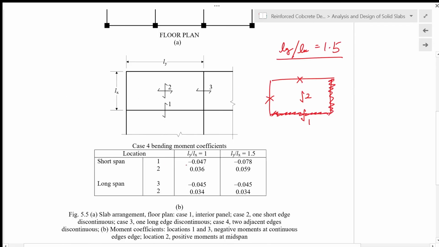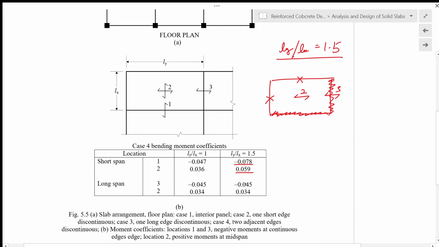So therefore, for the short span, we have negative 0.045, 0.078 at location 1 here, and we have 0.059 for location 2 here for the positive bending moment near the midspan of the Lx direction. And then for the long span direction, we have moment at location 2 and moment at location 3.